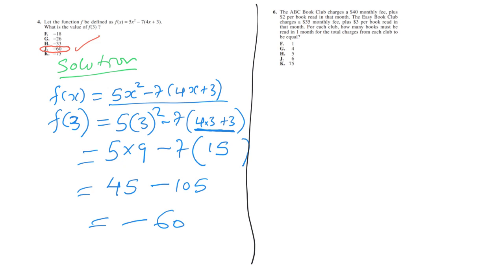So question 6 says, the ABC Book Club charges $40 monthly fee plus $2 per book read in that month. Okay, so they're going to charge you $40 monthly fee. Then each book you read, they will charge you $2. Okay, that is ABC. The Easy Book Club charges $35 monthly fee plus $3 per book read in that month.